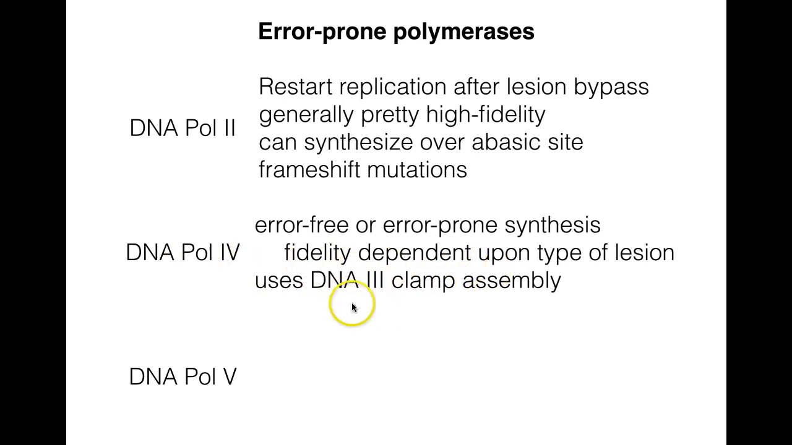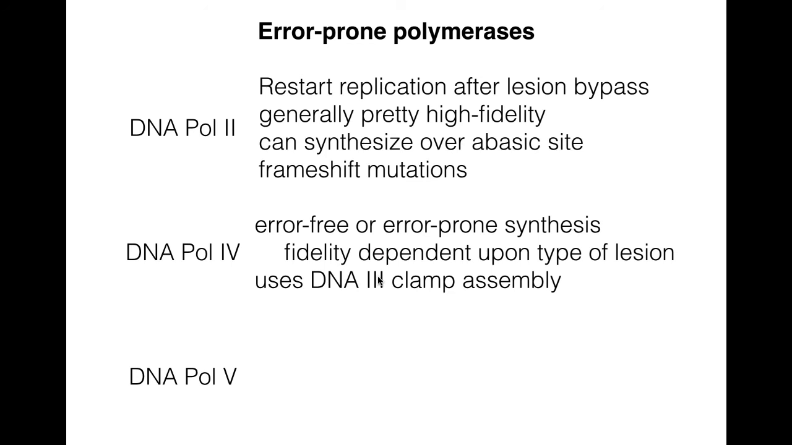And so what happens is that DNA polymerase 3 will be going along, and it'll hit an error, and it's unable to synthesize over the error or the lesion. And so DNA polymerase 4 comes in using the same clamp assembly, the same clamp loader, the same beta clamp, and it's going to do its job and put in a base there. Once that base has been placed, then DNA polymerase 3 is able to continue on, and so it takes over with the clamp assembly and continues moving along.